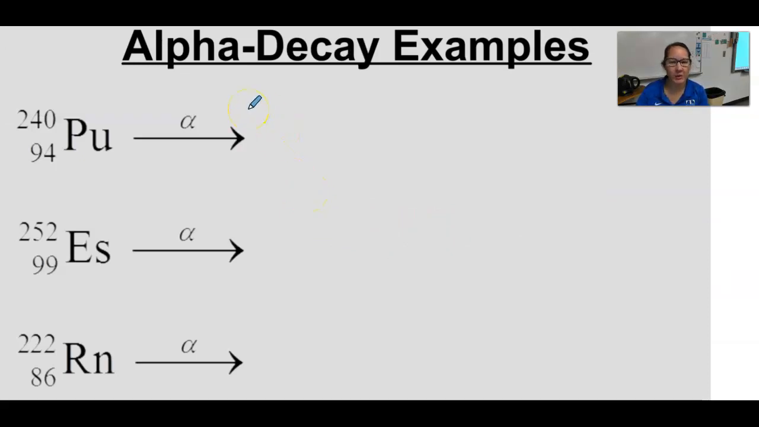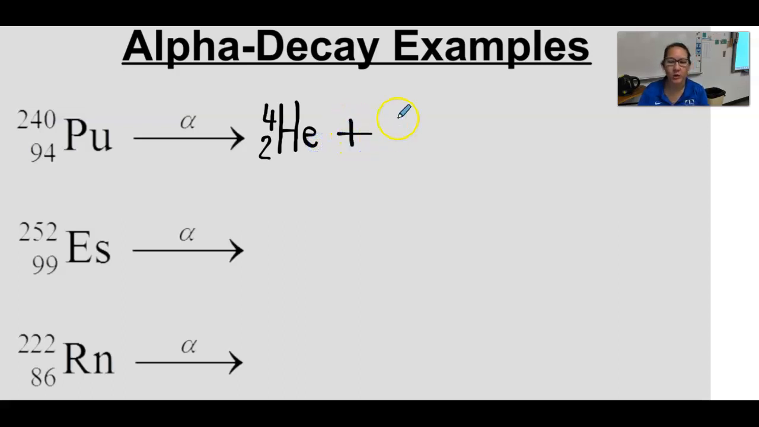Now you're going to try to write some alpha decay equations. I'm going to show you the first one, then I want you to pause the video and try the next two. So this is going to undergo an alpha decay. The symbol over the arrow is the alpha symbol to let you know it's an alpha decay. When we have an alpha decay, we emit an alpha particle, which is a 4 over 2 helium.